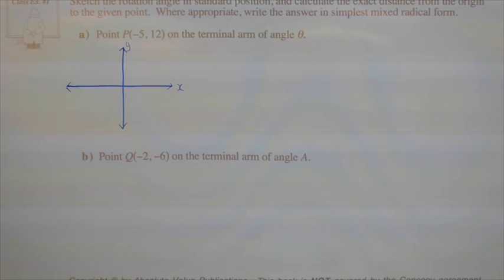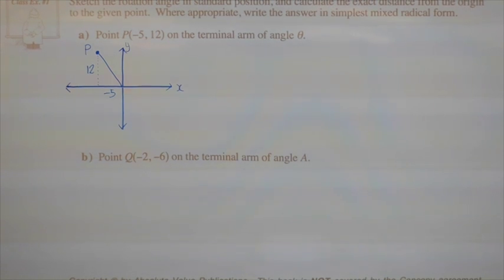To begin this question, the first thing you need to do is sketch the x and y axis. Next, we're going to place point P at -5 and 12 on the grid. Now the final part of this question was to calculate the exact distance from the origin to the given point, the given point being point P at -5 and 12. Remember, we're going to have to put this in simplest mixed radical form if necessary.